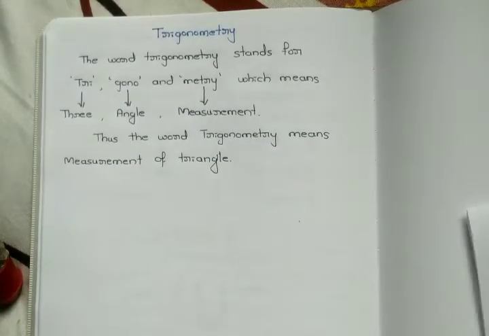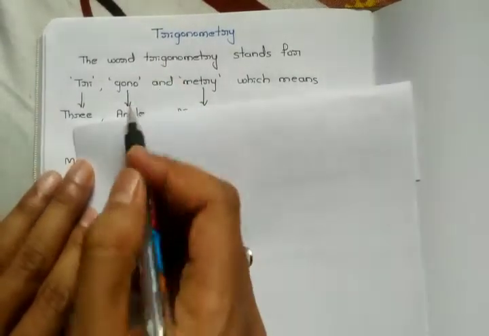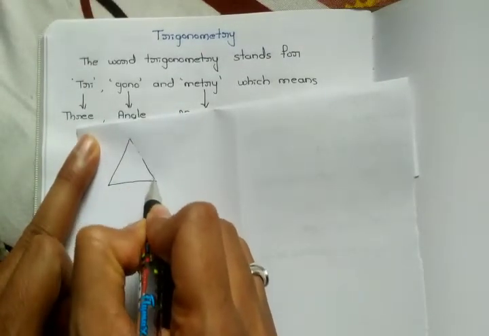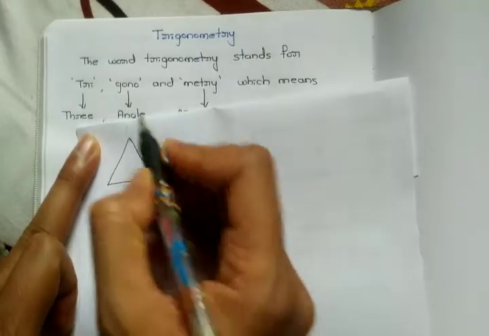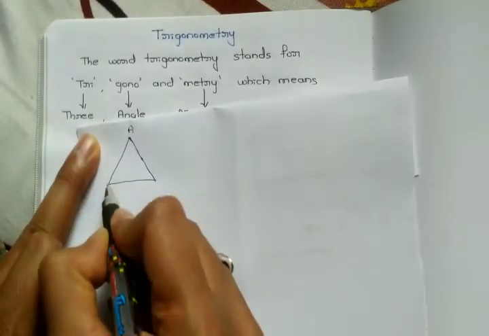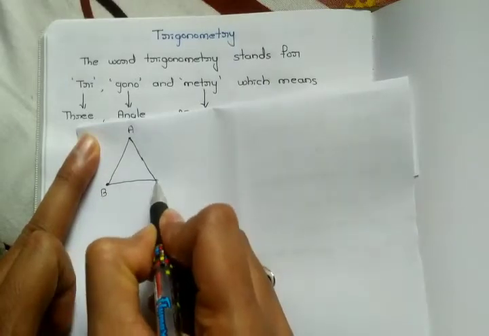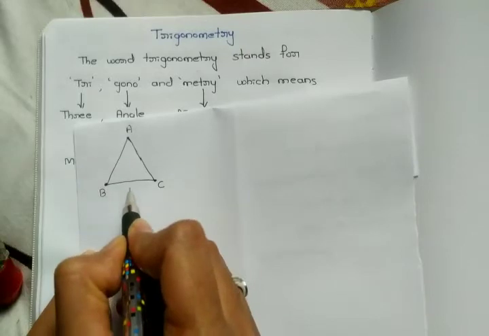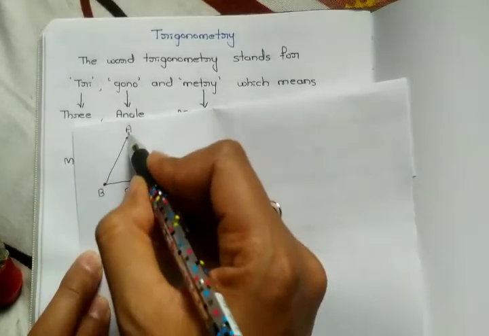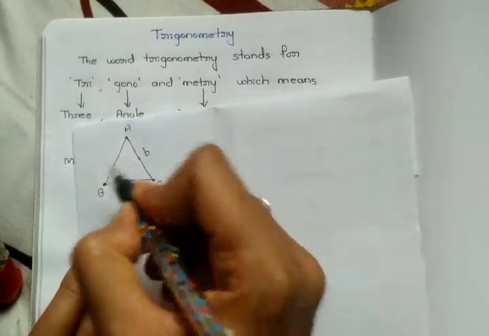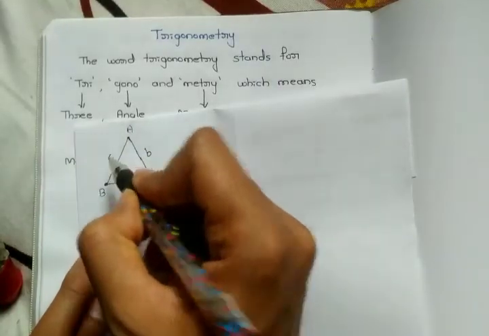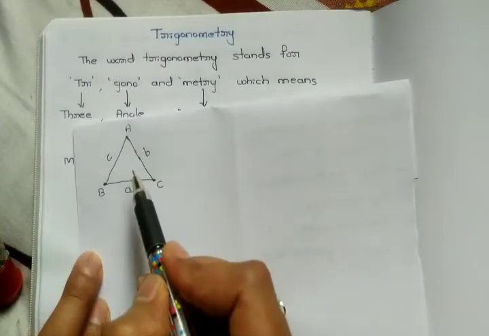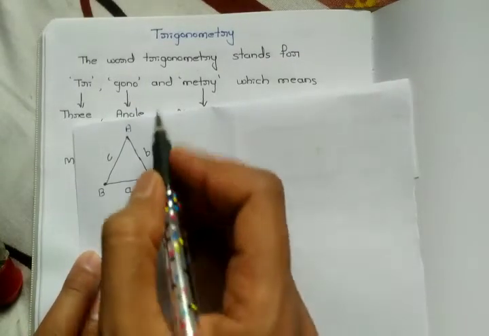So now let us consider one triangle. In this triangle, this is point A, point B and point C. Now this BC length I am going to take as small letter a, AC length as small letter b, and AB length as small letter c. Now in this triangle we can measure the angles.